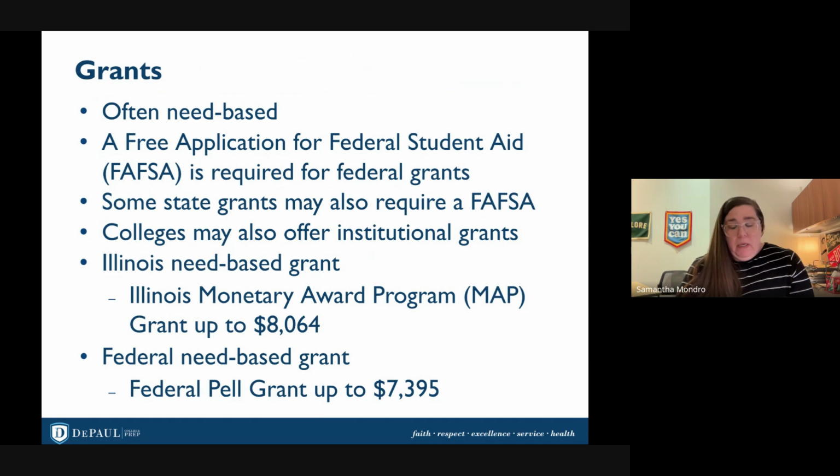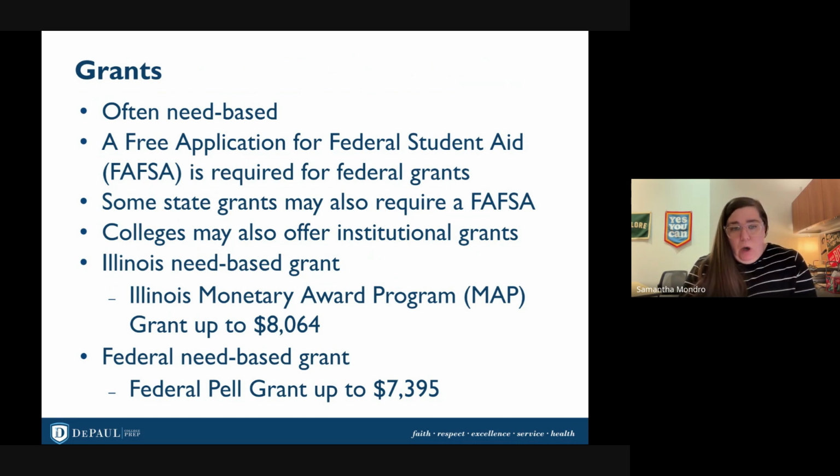Grants are going to be listed on your award letter, and grants are often need-based. A lot of times, students qualify for those based on their financial aid or their FAFSA application. Some grants may also require you to submit that. There are some students and families who may not submit a FAFSA, but it is important to think about that FAFSA can qualify you for this grant money.